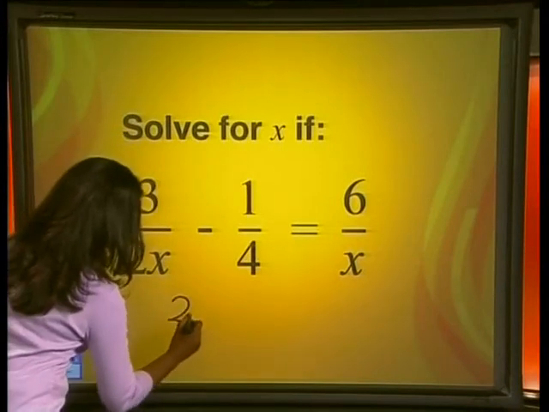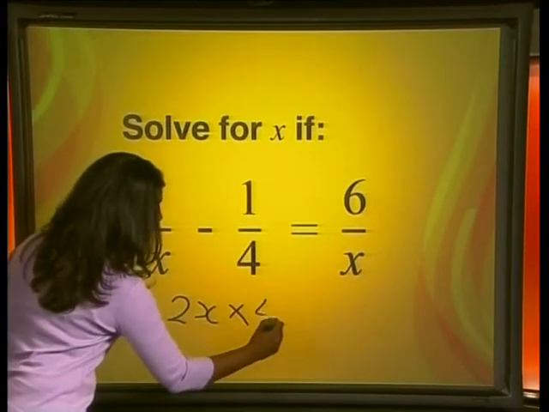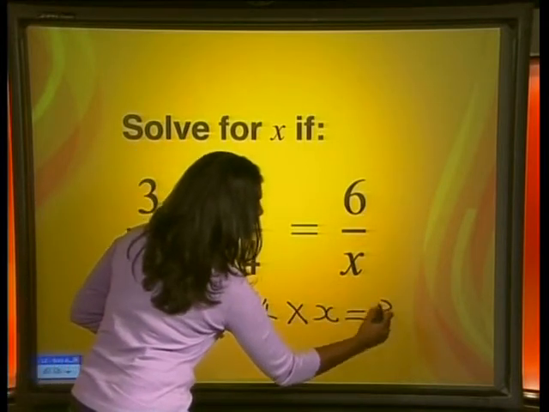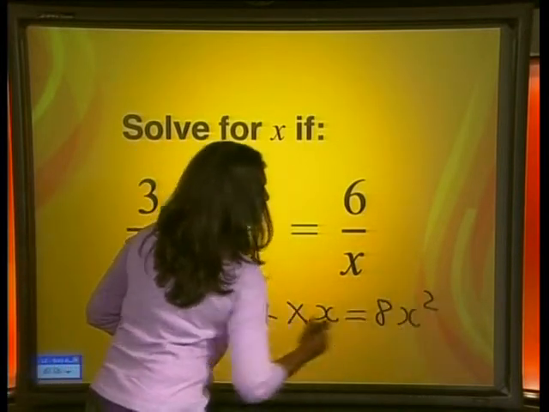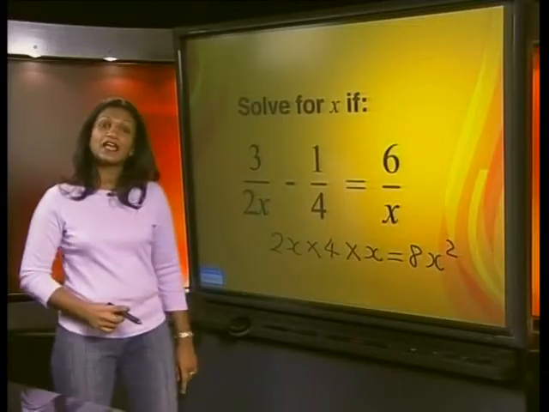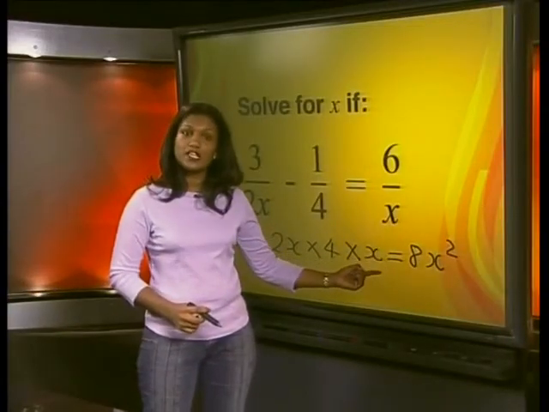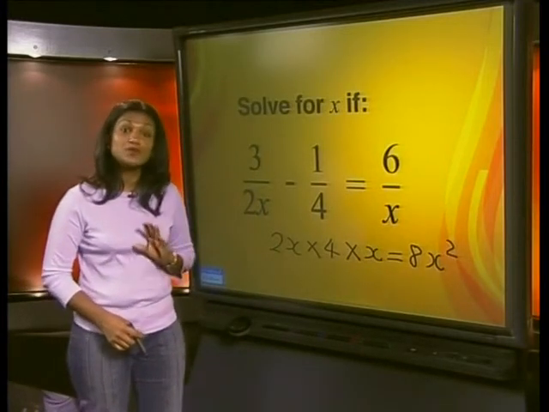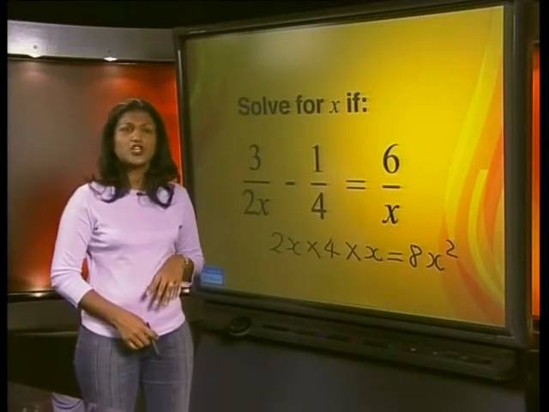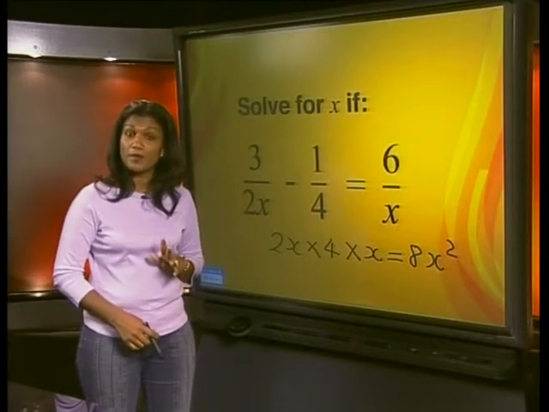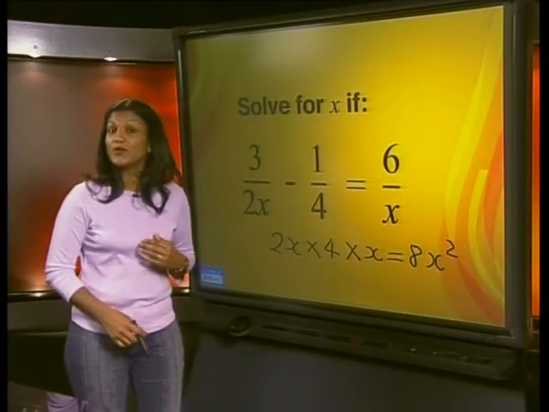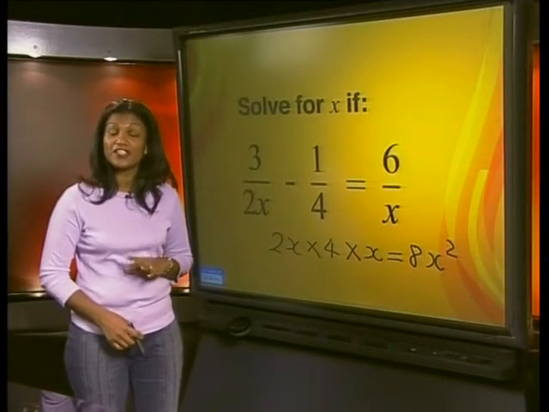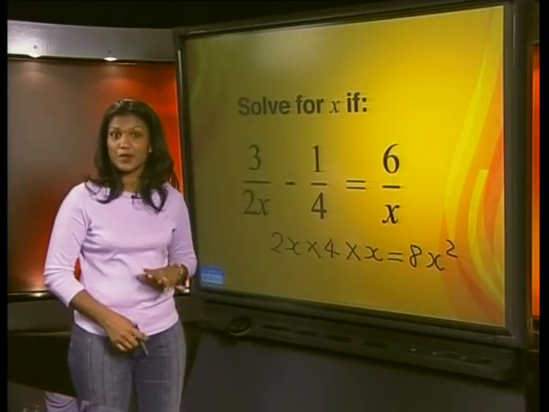2x multiplied by 4 multiplied by x gives me 8x squared. This number is a common multiple. But remember, we need to find the lowest, smallest common multiple. Do you know why we have to find the lowest common multiple? The reason is very simple. We try to keep our calculation as easy and simple as possible.